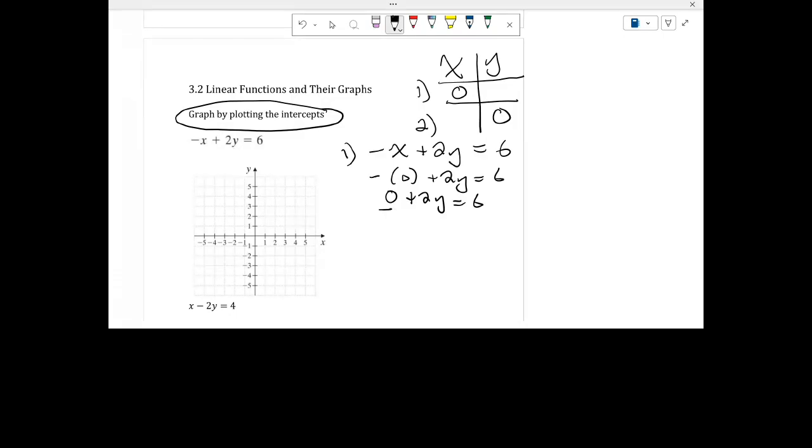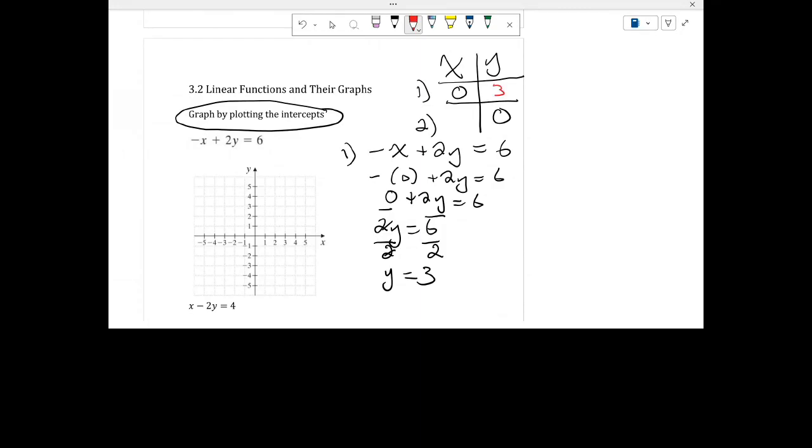Y'all, 0 plus 2y, still 2y. Okay. So now I end up with 2y is equal to 6. Y'all, if I want to solve for y, I'm going to go ahead and divide both sides by the number 2. Okay. And let's see. Anybody know what's 6 divided by 2? Half of 6? Anybody? Half of 6? 3. Okay, good. Look, y'all, I'm going to come back here. We're going to put a 3 right there.